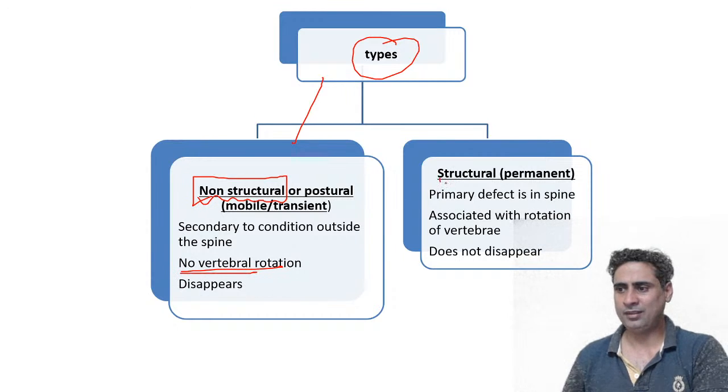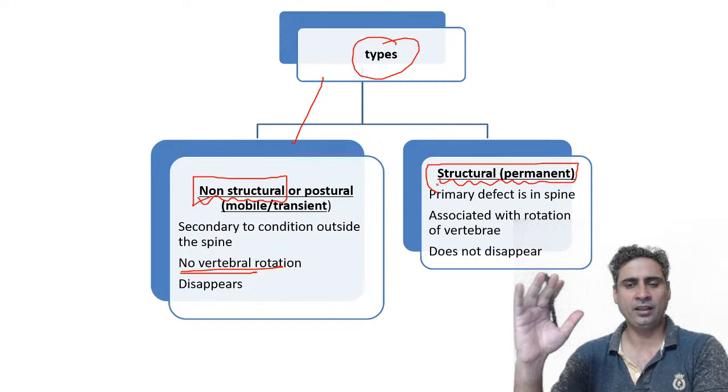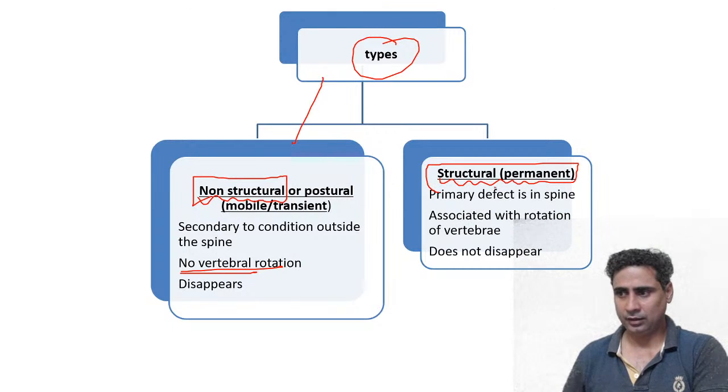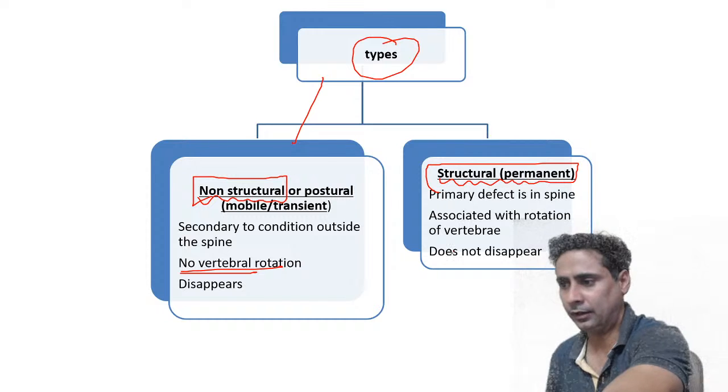The second type is structural or permanent. There is some structural defect in the spine, and this scoliotic curve is permanent.